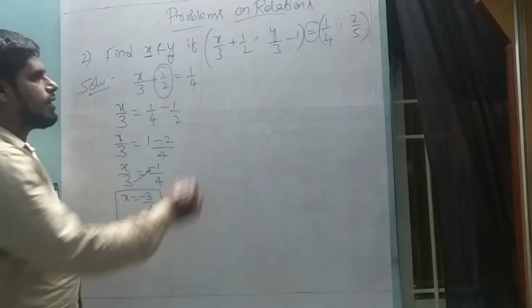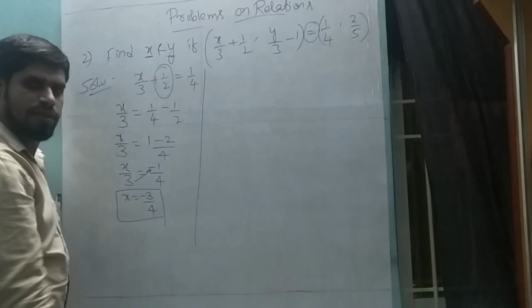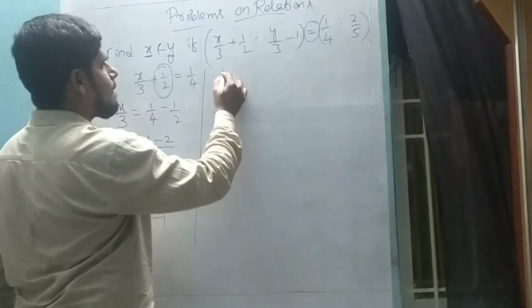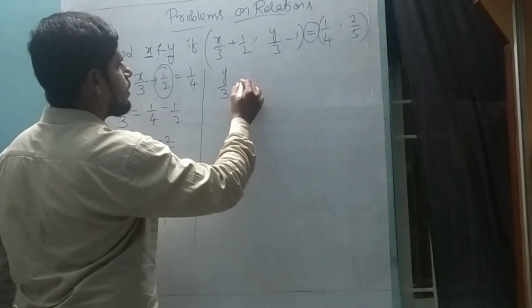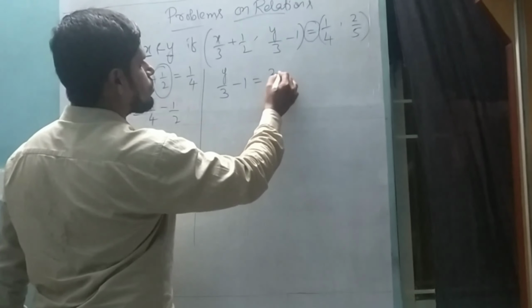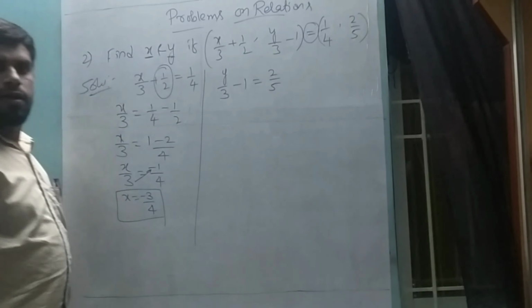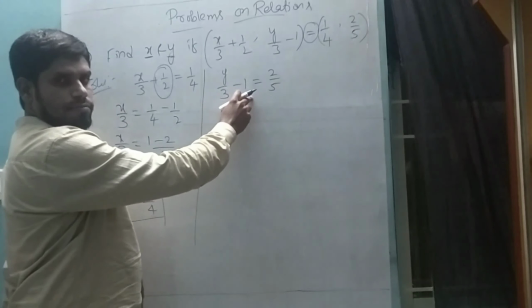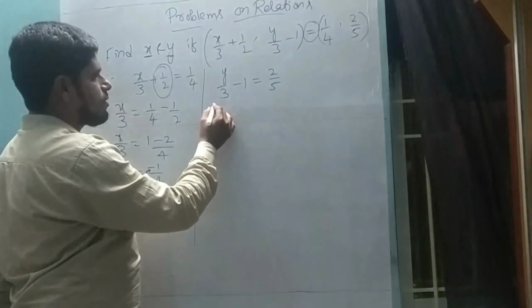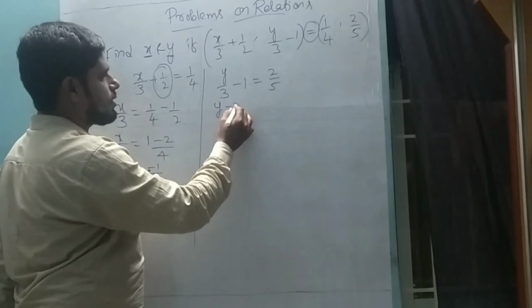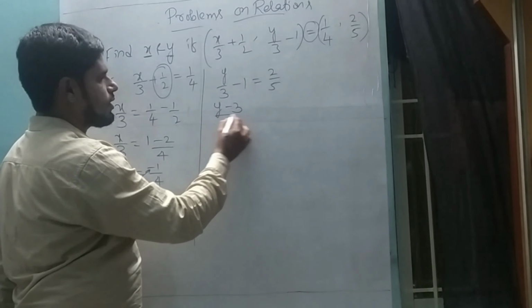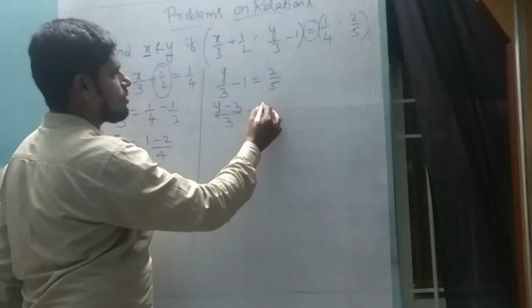Let us see what we will get for y. For y, y by 3 minus 1, that should be equals to 2 by 5. Here also we must take LCM because there is a denominator here. So what is the LCM? 3 is the LCM. So 1 into 3 is 3, whole divided by 3 is equals to 2 by 5.